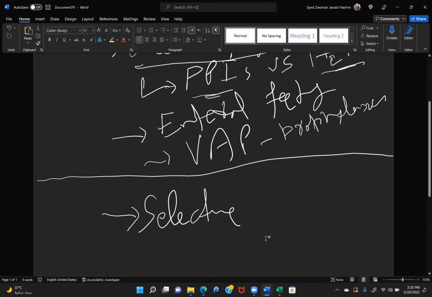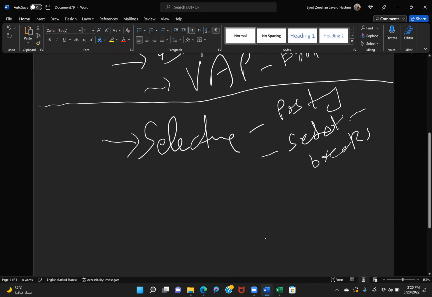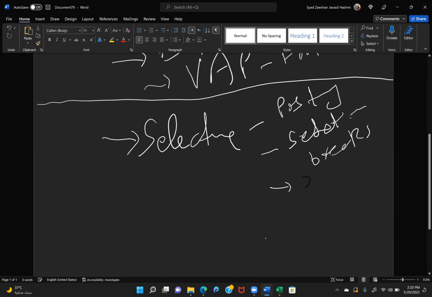Okay, so in addition, for VAP prophylaxis there are so many things. Positional, head side up. Okay, then what else? Sedation breaks. What else? 30-degree head up. Okay, so we will consider it.